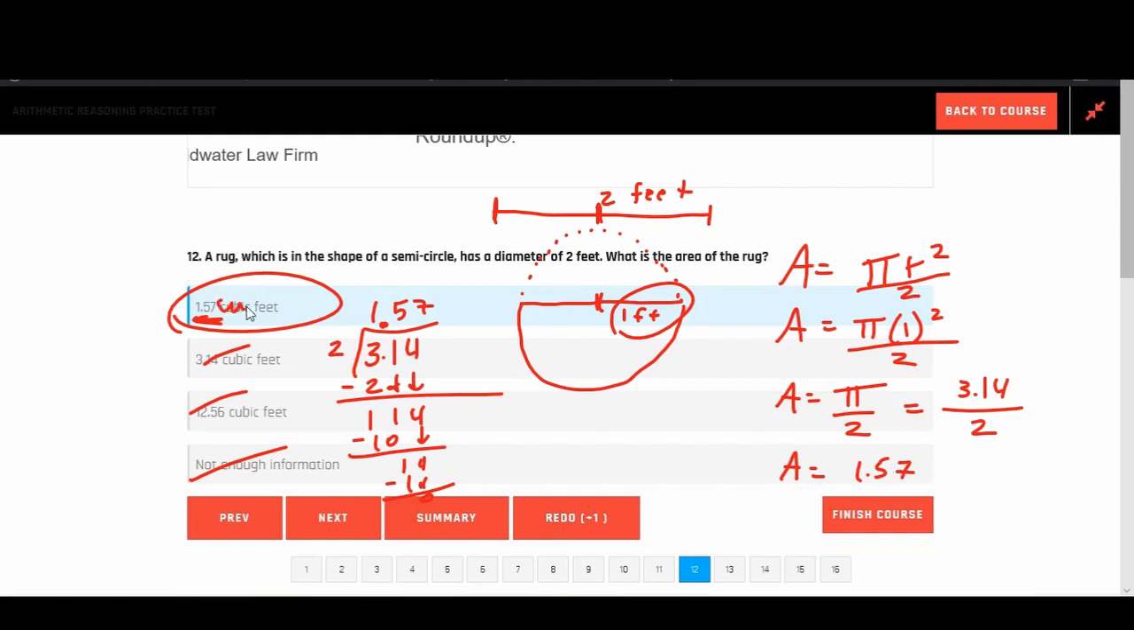And this shouldn't be cubic. This should be feet squared. So I'll go ahead and fix that in the practice test. It should be 1.5 feet squared, okay? Since we're talking about area, not volume. So I'll go ahead and fix that one. Again, pretty straightforward that one was.